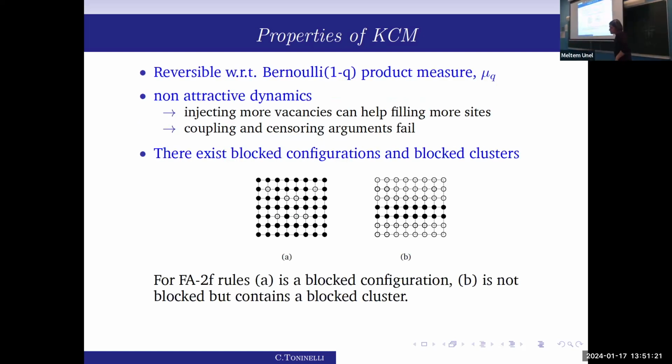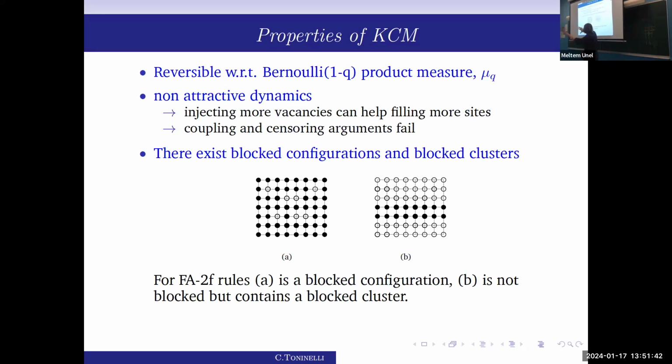Another observation, which will be very important, is that for these dynamics there exist configurations that are blocked, forever blocked under the dynamics, which are frozen. For example, consider the two-neighbor rule, the first one that I gave, the one in which I need two empty sites in order to update. And let's consider the configuration on the left.